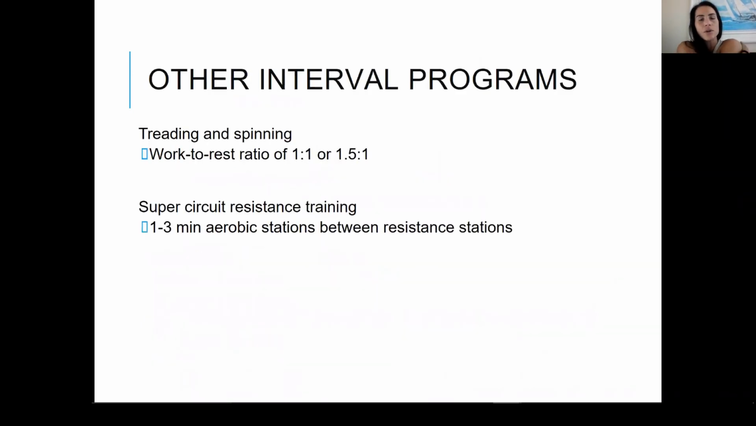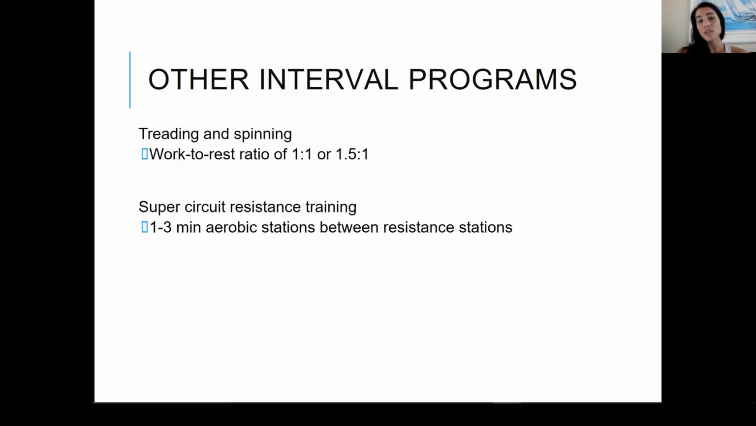Here are some other interval programs that you might have seen, and these are pretty traditional. So you have an equal work to rest ratio, so 1 to 1, or sometimes you'll have the 1.5 to 1, which means you're on and working hard for 1.5, and then you're off for a minute. So you do 90 seconds of all-out effort and then 1 minute to just rest, okay? So that 1 to 1 or 1.5 to 1 is a pretty common ratio for that.